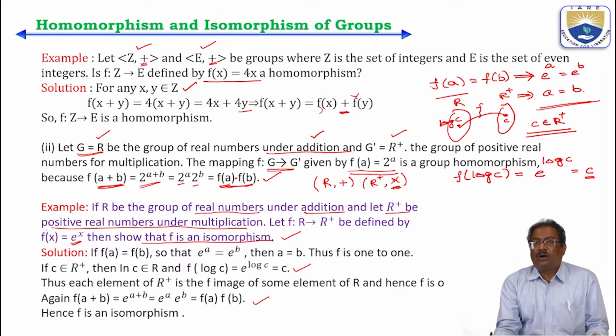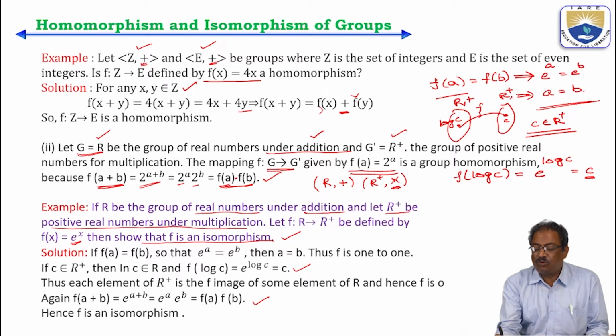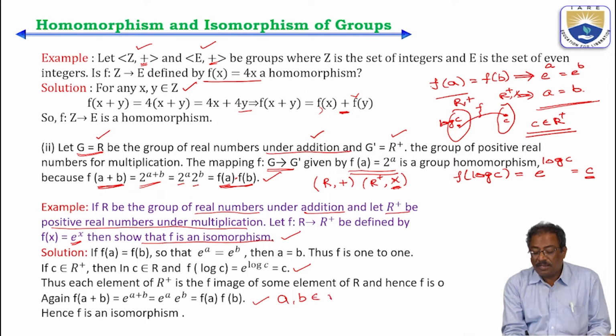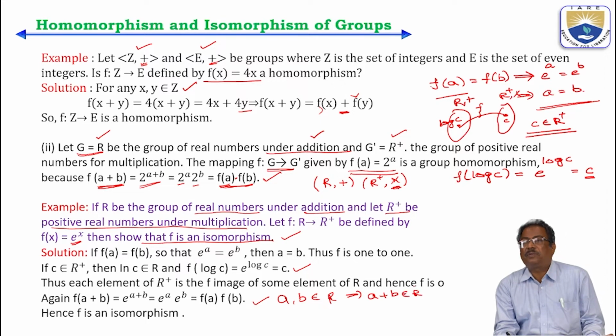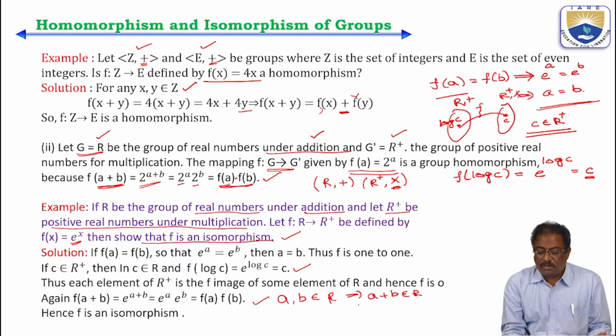And of course, the homomorphism. While we consider the homomorphism, the first one is a group under addition, and the second one is a group under multiplication. So I am going to take a, b as any elements in R. Subsequently, a plus b is also an element in R. Why can I say that? Because R is closed under addition. So definitely a plus b is also a member of R.